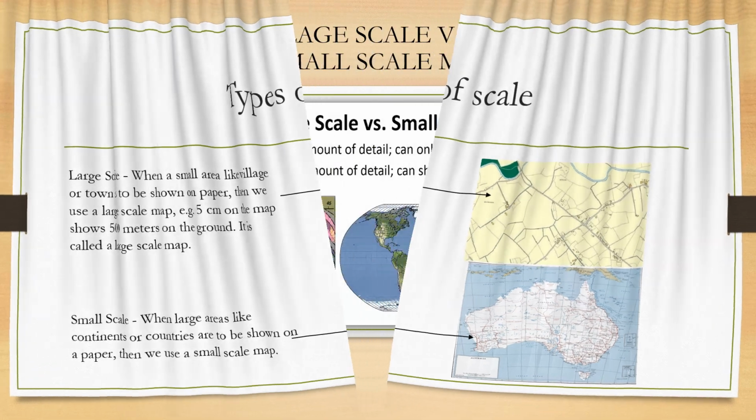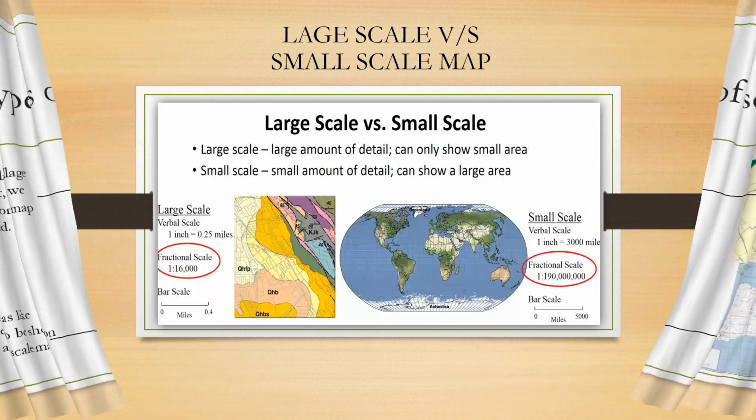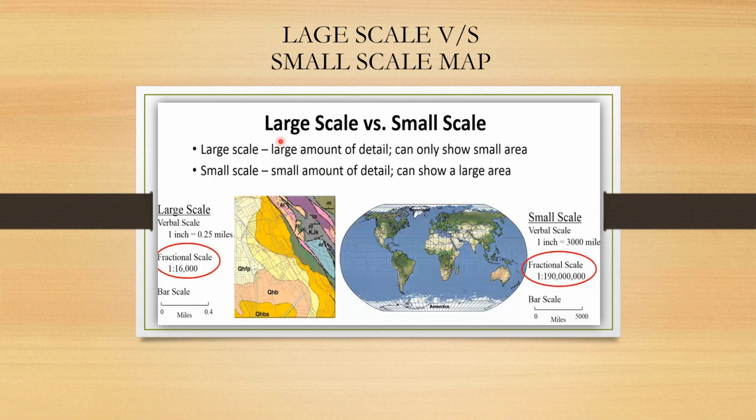So large scale versus small scale map. A large scale map only tells about a small area, and a small scale map can show a large area. The differences are shown here. Like the large scale map shows more details of a smaller area, and a small scale map shows fewer details of a large area. So the main difference is that a large scale map tells more details and a small scale map tells less details.